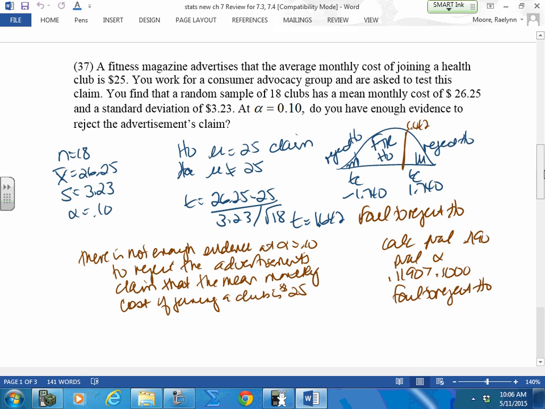Reject H0, fail to reject H0. This is your test statistic. It's in your fail to reject H0 zone. So if you fail to reject this, that means you have to go along with this. That means there's not enough evidence to reject it. You have to follow your chart. You can't say it's good, it's bad, I don't like it, I like it. You have to follow your chart. So you're gonna say, not enough evidence to reject the claim that the mean monthly cost of joining the club is $25.